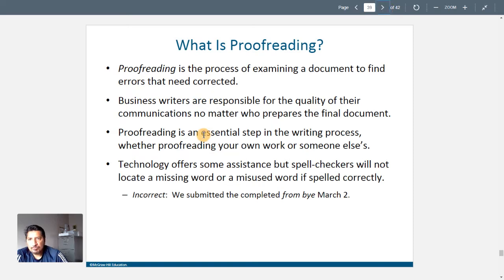Now, what is proofreading? Proofreading is the process of examining a document to find errors that need correction. Business writers are responsible for the quality of the communication, no matter who prepares the final document. So, this is always good. Technology offers some assistance, but spell checkers will not locate a missing word or misused word if spelled correctly.